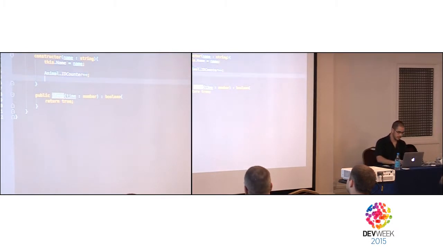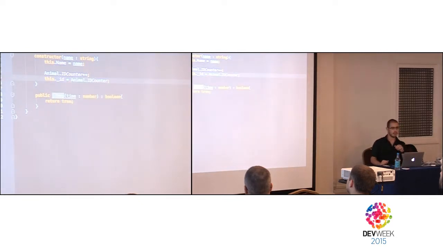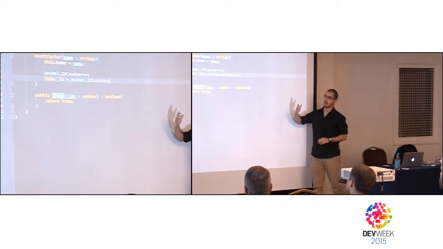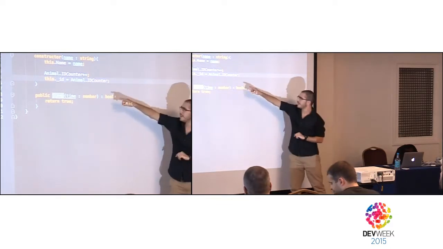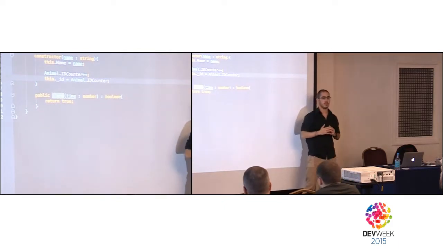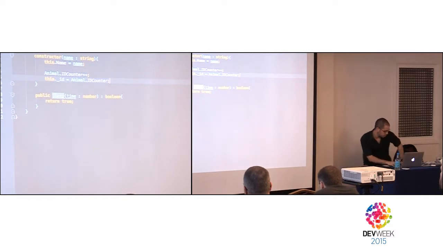And now I can assign this dot ID to the ID counter, to the animal.id counter. So this is actually going to be that every time I am creating a new animal, I am creating the ID, assigning the ID and creating like a global ID for this. So let's create an instance for this.